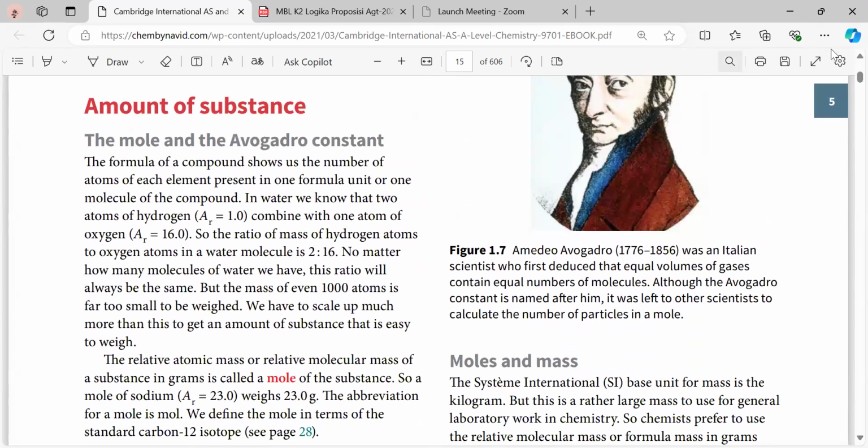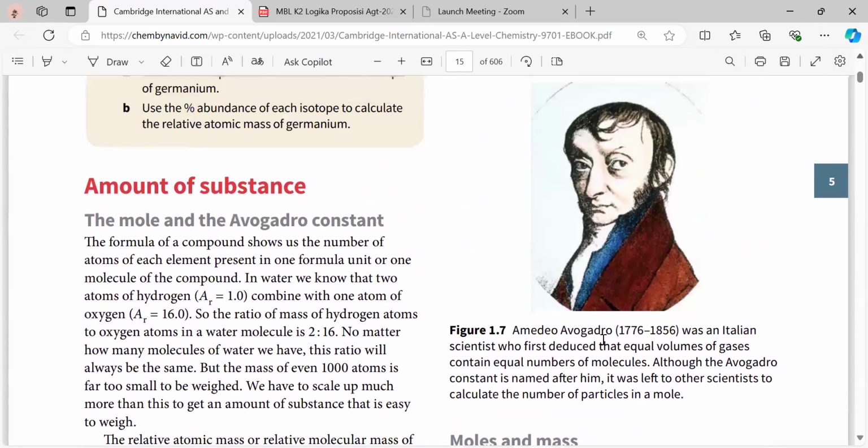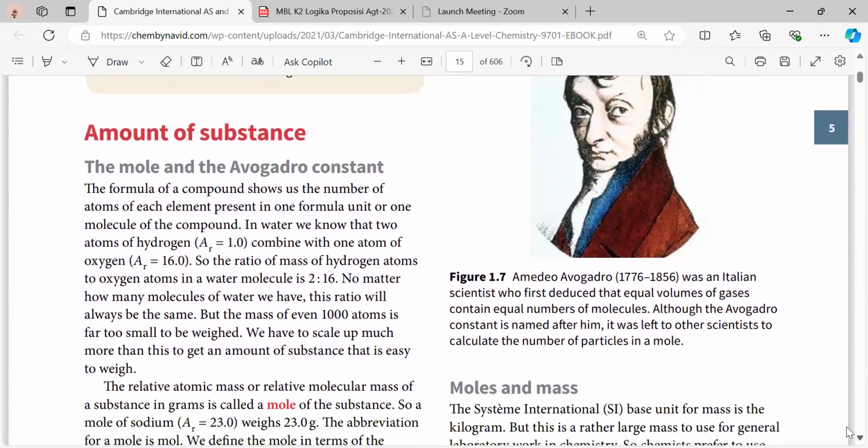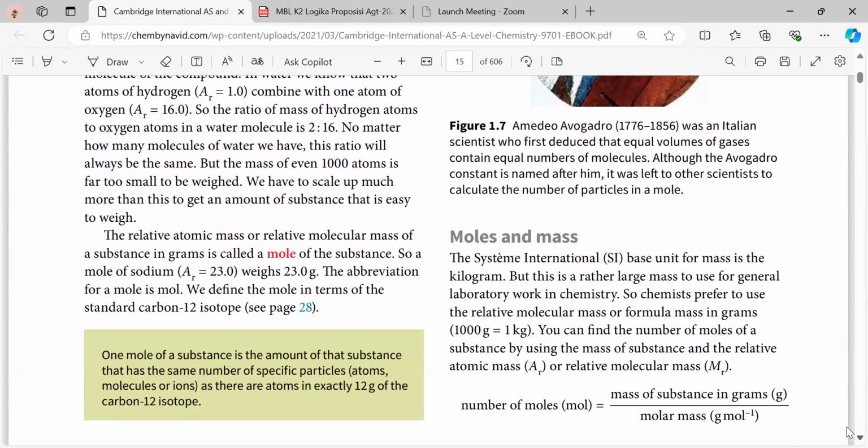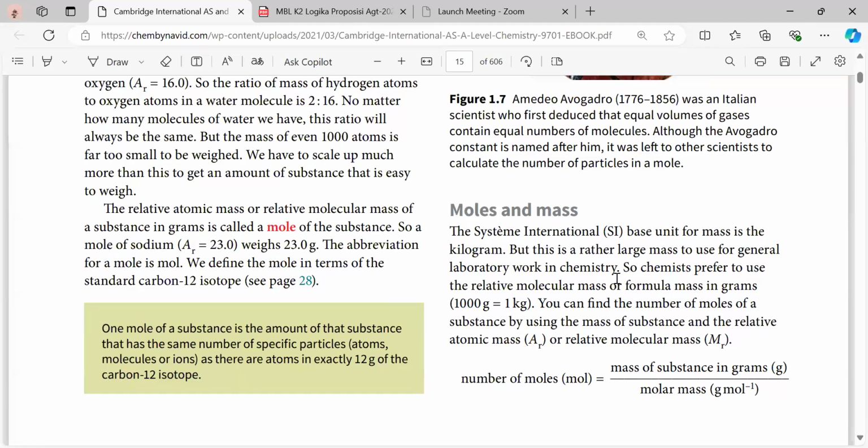This is a short history about Amedeo Avogadro, the Italian scientist who found the Avogadro constant. That is a brief history about him. And then we are on to molar mass.